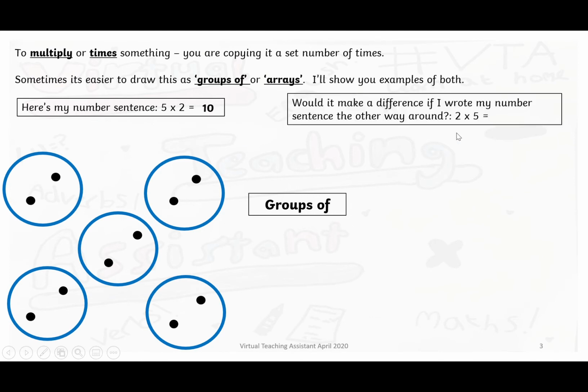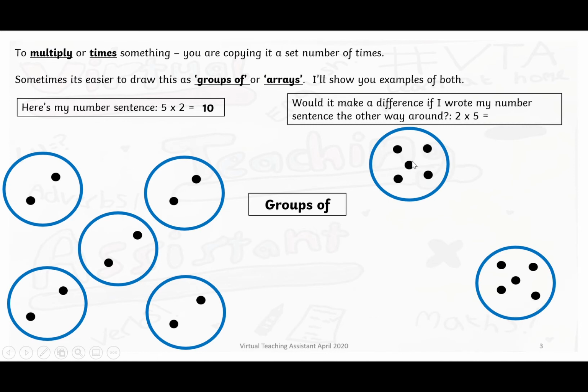Would it make a difference if I wrote my number sentence the other way around? So 2 times 5. So this time I'm going to do 2 circles with 5 dots in each. 1, 2, 3, 4, 5, 6, 7, 8, 9, 10. That's 10 again. So that did not make a difference at all. All right. So what we know from that one is with multiplication, you can write them either way round.